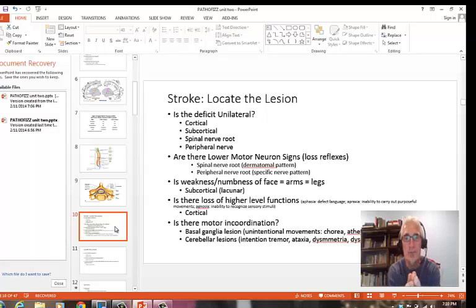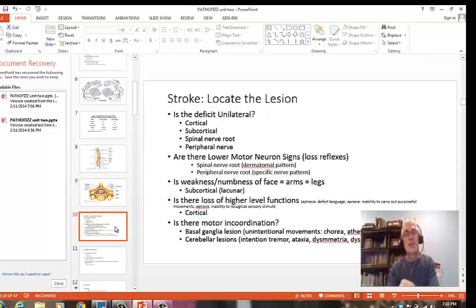Okay? Next question. Is the weakness in the face and the arm and the leg identical? And remember, with motor weakness, we use 5/5 as normal. 4/5 meaning they can resist somewhat against resistance, push somewhat against resistance, but not a full resistance like a 5/5.